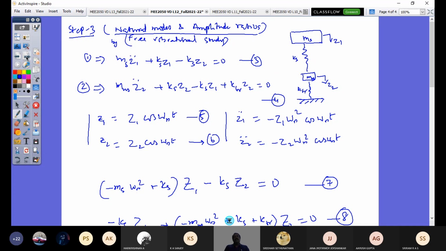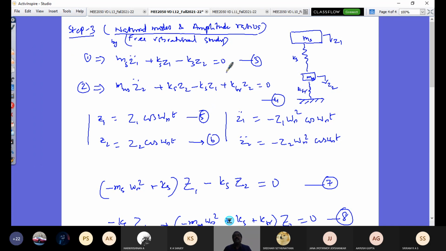to find out in the third step the natural modes or amplitude ratios of free vibrational study. So what is that will do? When you say free vibrational study, it is basically not considering the damping in the system. It is only undamped free vibrational study. So you see here the same quarter car model can be expressed as only with the suspension spring and the equivalent tire stiffness.